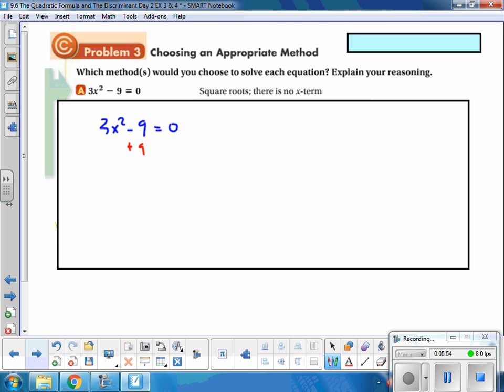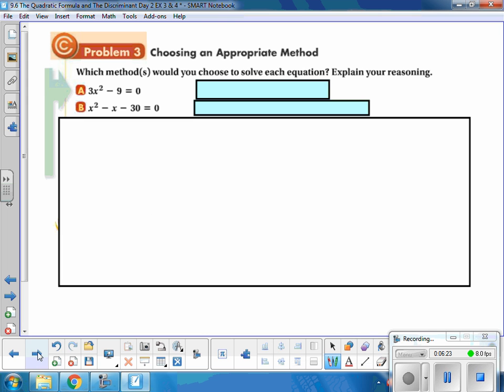I would add 9, there we go. Then I'm dividing by 3, and I put x squared equals 3. I can do square roots. So x is going to be plus or minus the square root of 3. I'm noticing there's none of that x term, there's no b term.